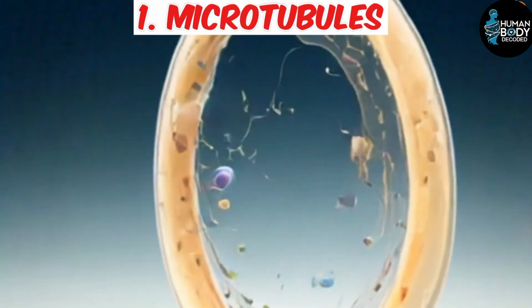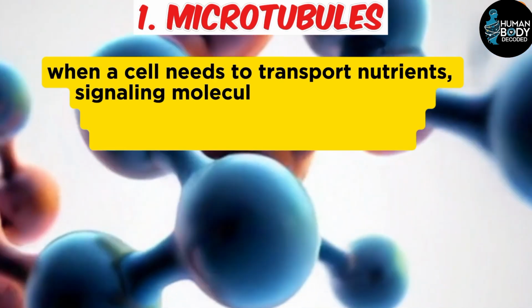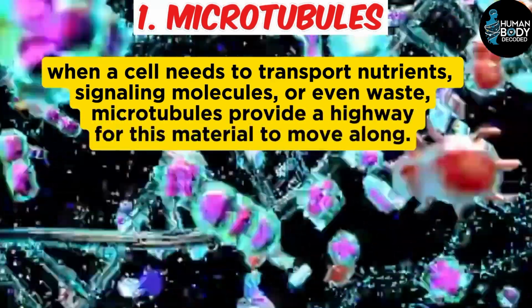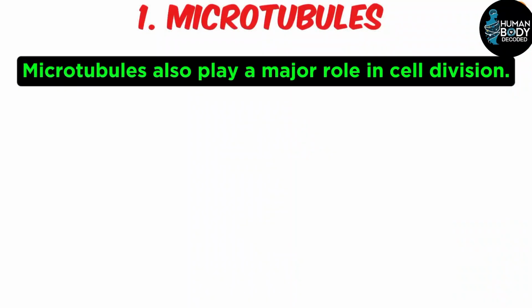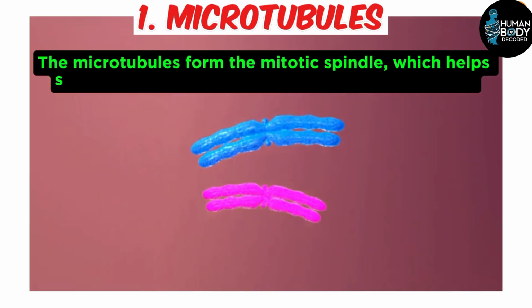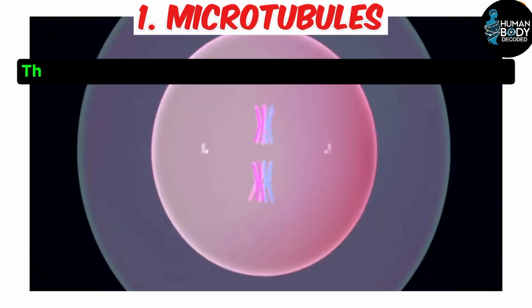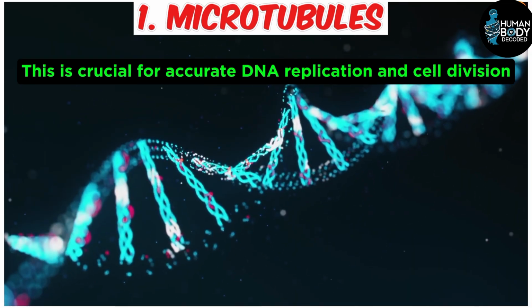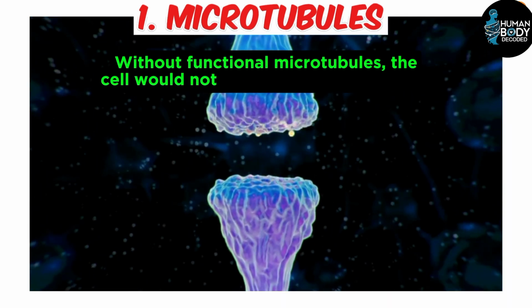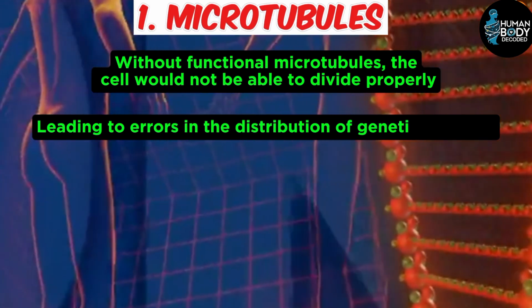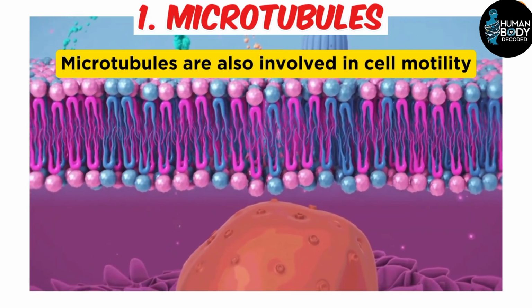For example, when a cell needs to transport nutrients, signaling molecules, or even waste, microtubules provide a highway for this material to move along. Microtubules also play a major role in cell division. During mitosis, the microtubules form the mitotic spindle, which helps separate the chromosomes into two daughter cells. This is crucial for accurate DNA replication and cell division. Without functional microtubules, the cell would not be able to divide properly, leading to errors in the distribution of genetic material.